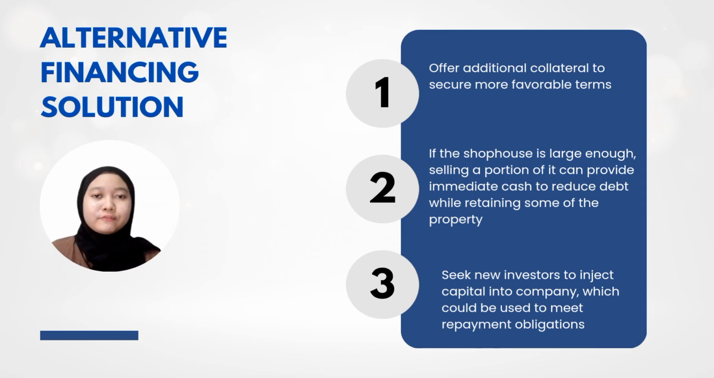This is the alternative financing solution. The first one is we need to offer additional collateral to secure more favorable terms. If the shop house is large enough, selling a portion of it can provide immediate cash to reduce debt while retaining some of the property. Seek a new investor to inject capital into the company, which could be used to meet repayment obligations.